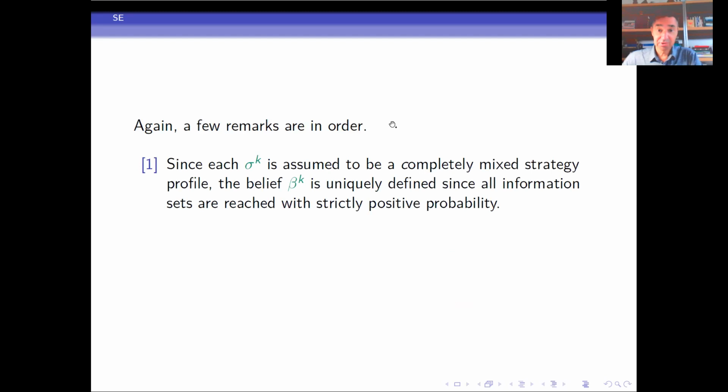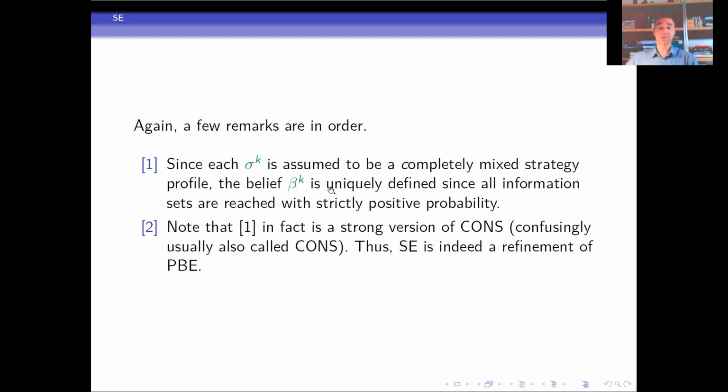A few remarks. The first one is that, like I said, the sigma k's are completely mixed. So that means that the beta k's are uniquely defined. And therefore, once the sigma k's are chosen, you can no longer choose the beta k's, they are simply given by Bayes' rule. And secondly, that is indeed a strong version of consistency, and therefore sequential equilibrium is indeed a refinement of perfect Bayesian equilibrium, because the sequential rationality condition, the other condition, is the same as for PBE. So it's really a refinement.